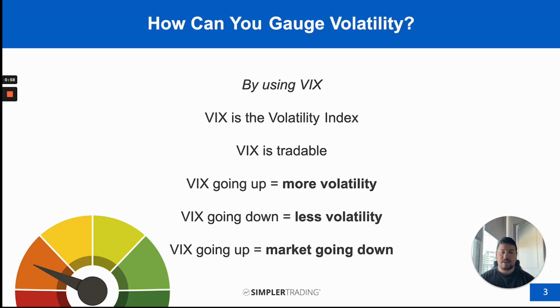So how do you read VIX? When VIX is going up or VIX is rising, that means volatility is going up and volatility is rising. When VIX is going down, that means there's less volatility and volatility is going lower as well. As I mentioned in the previous slide, oftentimes when VIX is going up, that means the market is going down. They are the opposite of each other.